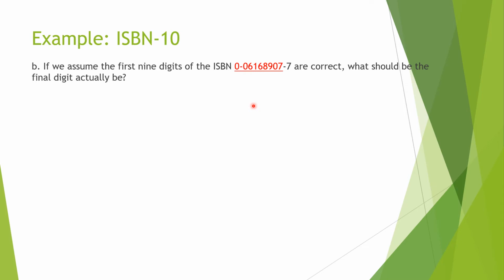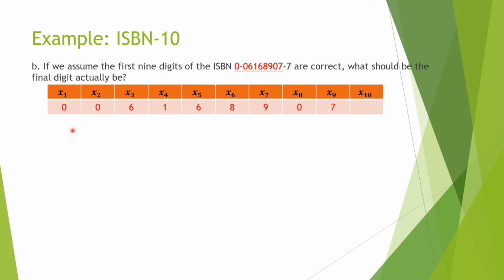But first, we have to label all the digits from x sub 1 up to x sub 10, so from 0 up to 7. After labeling, we have to use this congruence.